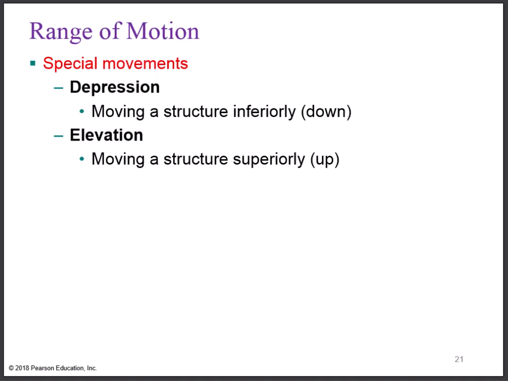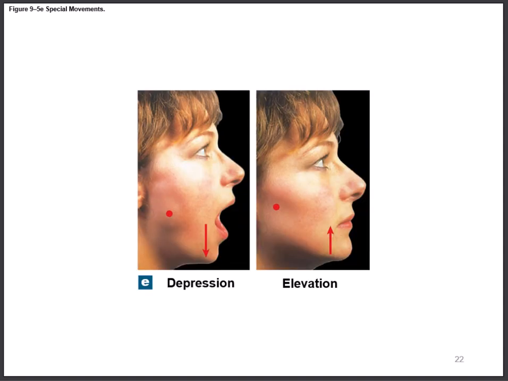Depression and elevation. Depression is if we move a structure downward, or if we pull a structure upward, that would be elevation. So here they're doing the mandible. Here she's depressing the mandible by dropping the jaw down. Here she's bringing it back up. If you did the scapula, a shoulder shrug, bringing your shoulders up, that would be elevation of the scapula. If you bring your shoulder blades back down, depression. So for the scapula and the mandible, we typically use these terms.